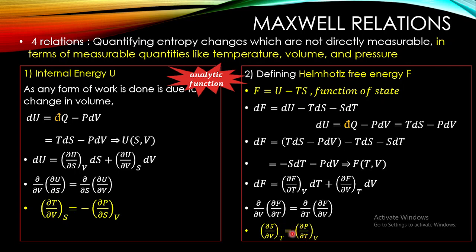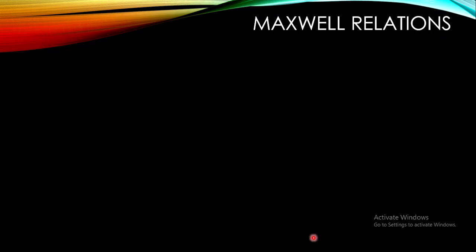So finally we have the change in entropy with respect to the volume can be determined by just taking the change in pressure with respect to the temperature at constant volume. So we can determine how much is the change in entropy with respect to change in volume just by checking the amount of change in pressure with respect to temperature at constant volume. So that is the second relation.